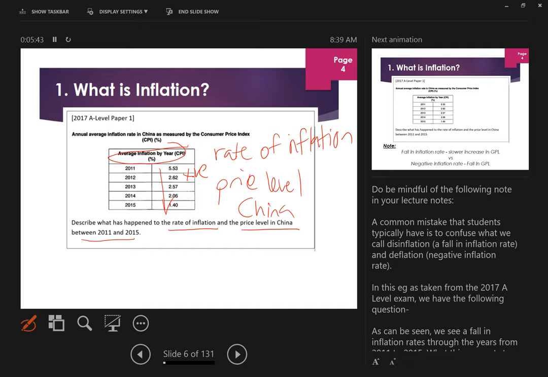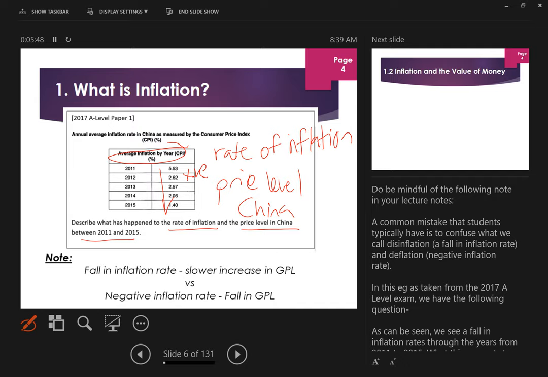What I want to highlight to you is, please do not confuse these two concepts. What we see here is a fall in inflation rate. What does this indicate to us about price level? That your GPL is actually seeing a slower increase. And this is what we term as disinflation.